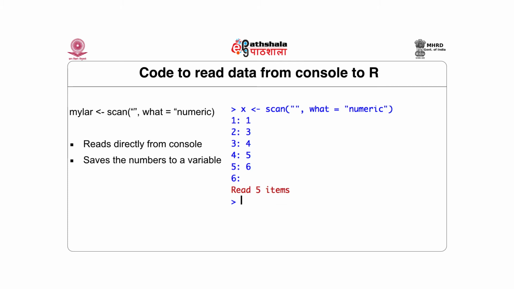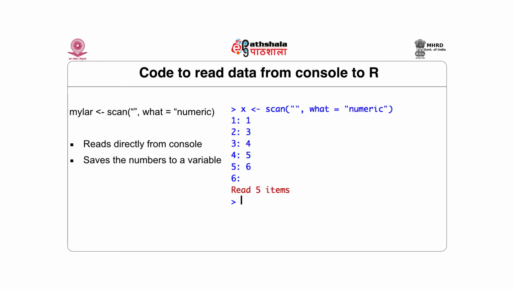So on the left-hand side of this screen, you're going to see that I have stored the result of a scan function into an object which is known as myvar. And myvar essentially is a vector, the way I have set it up. Because what I have done is I have used a function called scan, and then I have left the file space blank. So where you are seeing that there are two quote marks, you could actually input a text file, and R would take it.